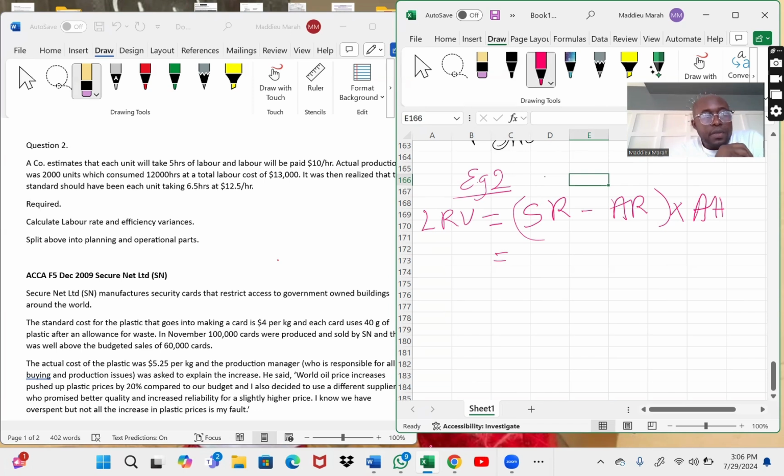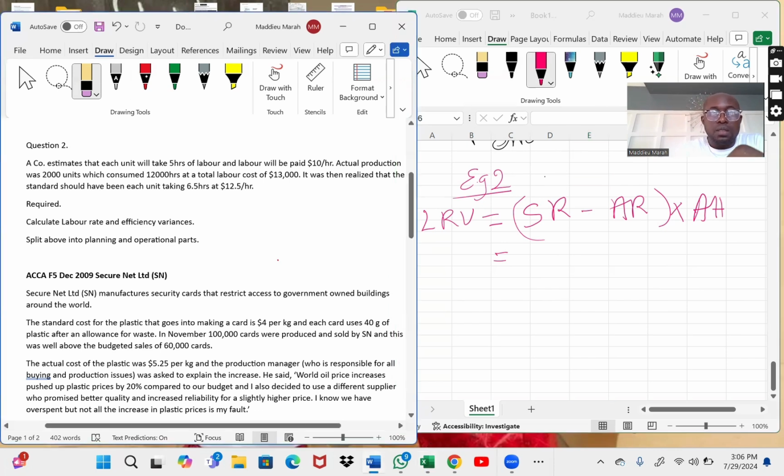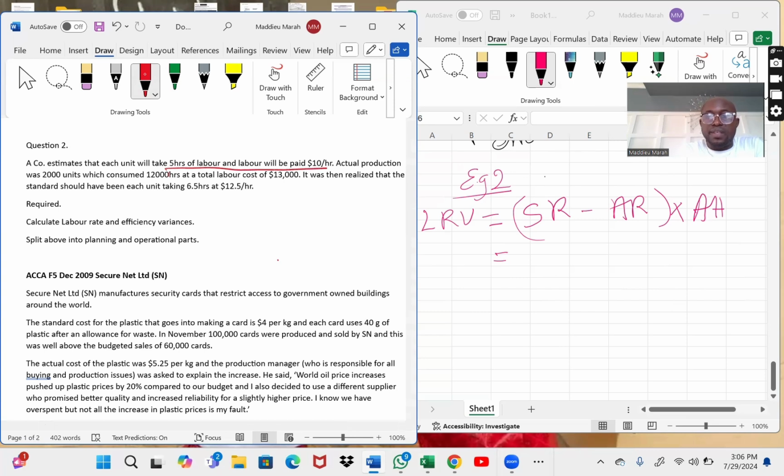Look at the question. ECO estimated that each unit will take 5 hours of labor, and labor will be paid 10. This is our standard rate. This is our standard hour. But don't forget, standard hour will be multiplied by what? Actual production. Always standard hours multiplied by actual production. Very important. Okay. So our standard rate is 10.